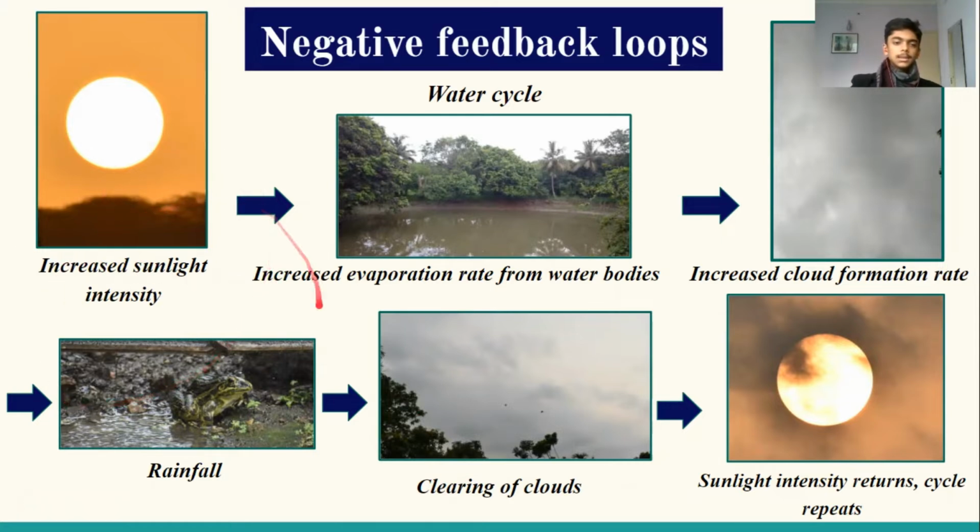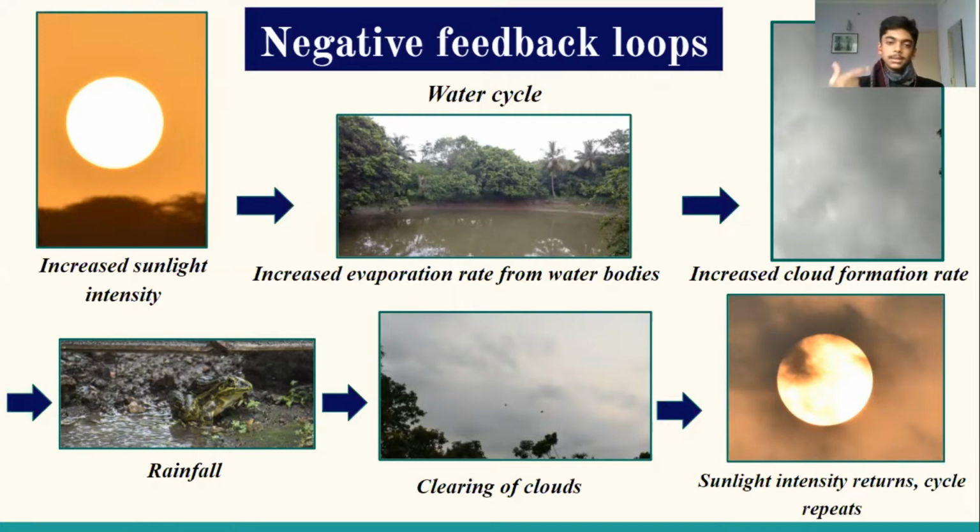Increased sunlight intensity evaporates more water from water bodies, which forms clouds as it condenses when it goes up into the atmosphere, because the upper atmosphere is cooler. It condenses, it forms the clouds. This causes rainfall. Then the clouds get cleared, and then again the sun appears, which repeats the cycle, right? So this is another negative feedback loop.